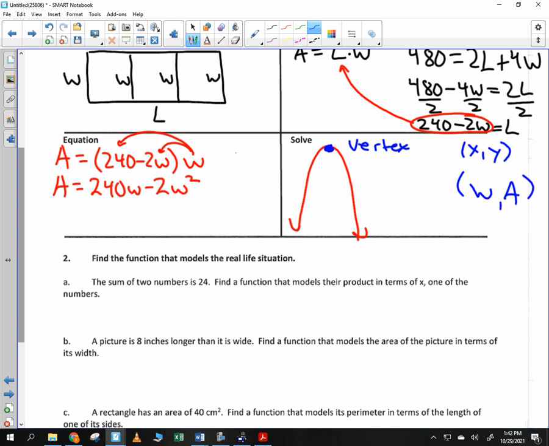So let's determine this value right here, which you told me I do negative b divided by 2a. What's going to be negative b? Negative 240 divided by negative 4. And I get 60.